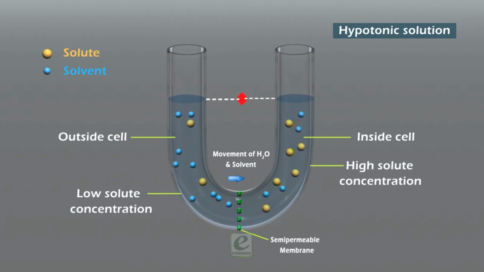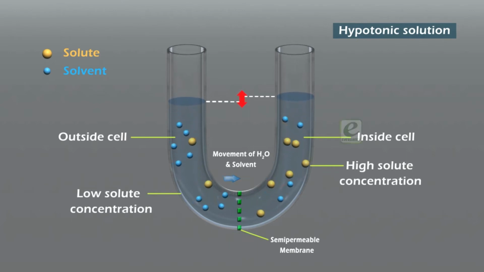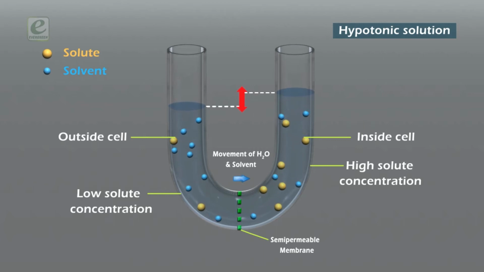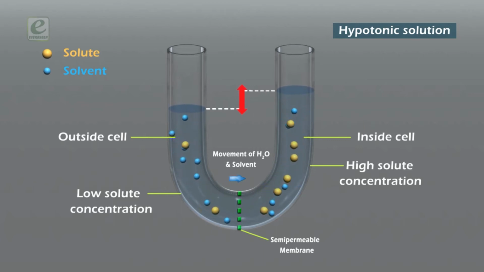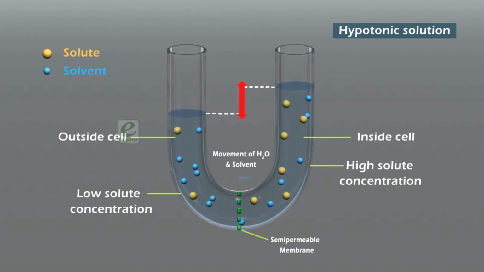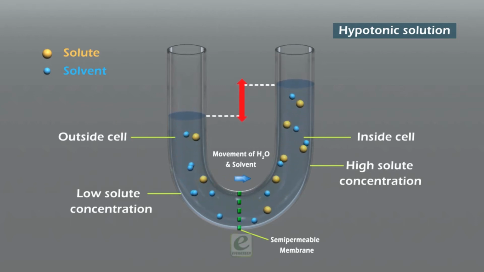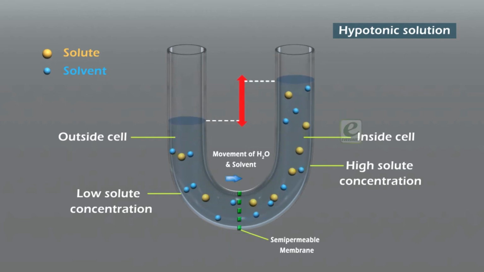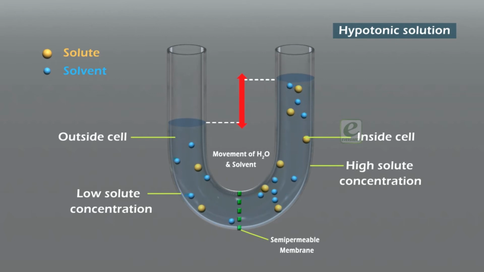Hypotonic solution. A solution having low osmotic pressure or lower concentration of solutes as compared to another solution is said to be hypotonic solution. Osmosis will take place from hypotonic to hypertonic solution. It continues till the solution on two sides of the membrane become isotonic, provided no other force is working on that system.